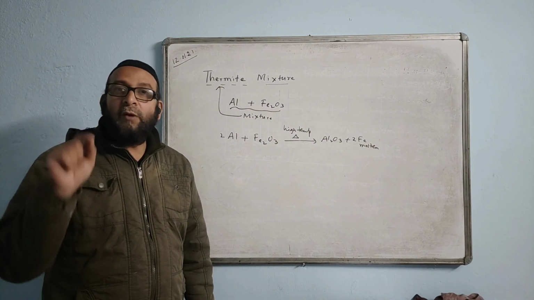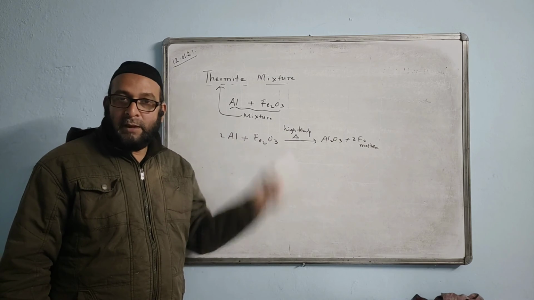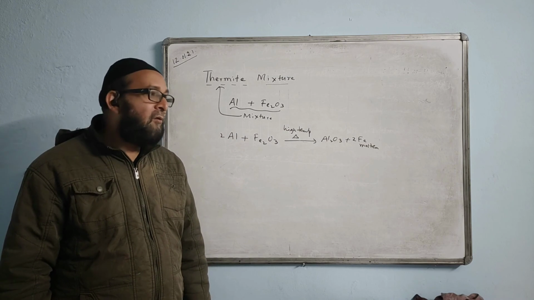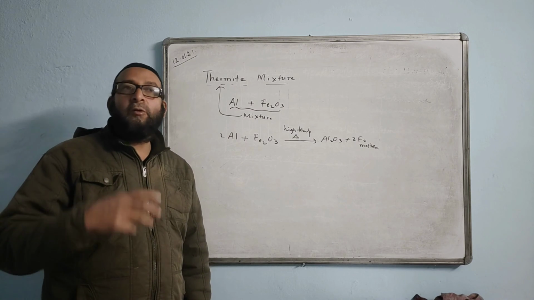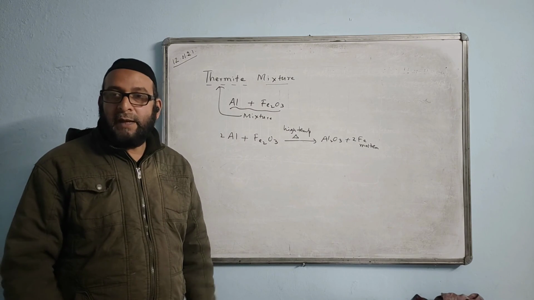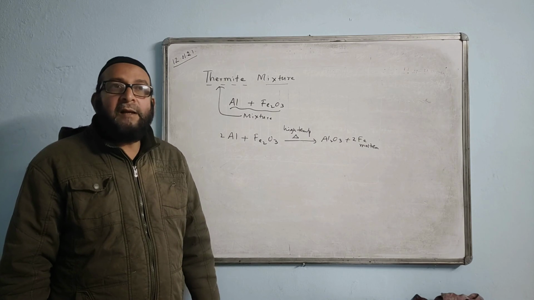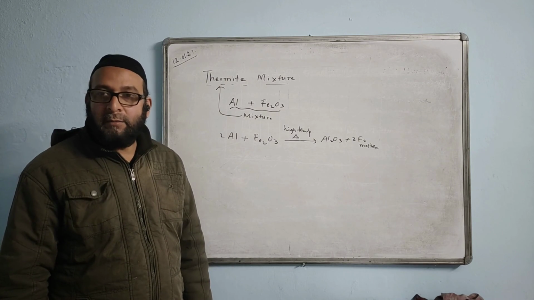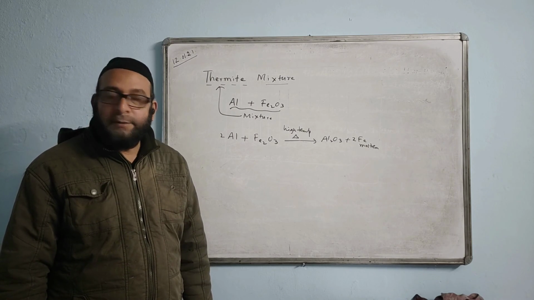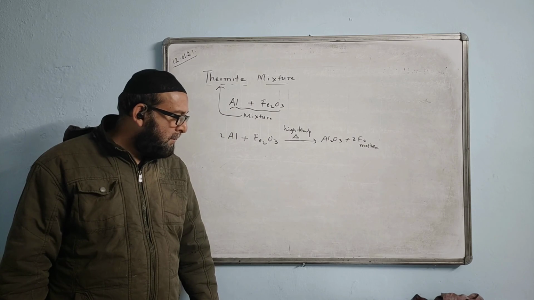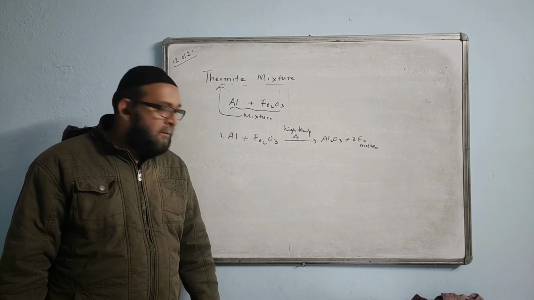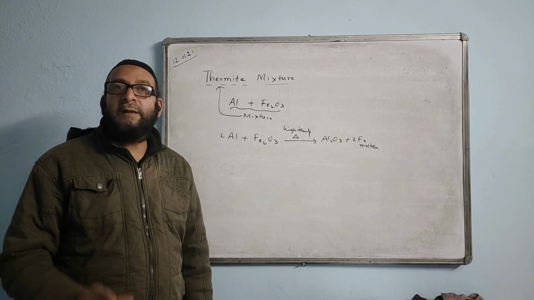So what is the role played by aluminium in the thermite mixture? We say it plays the role of a stronger reducing agent, or a more reactive metal than iron, or it proves that aluminium is more reactive than iron. Is it clear? No, it helps in welding, that is the usage, no.